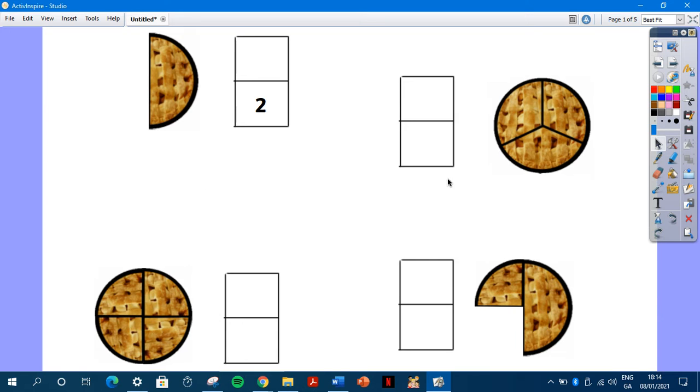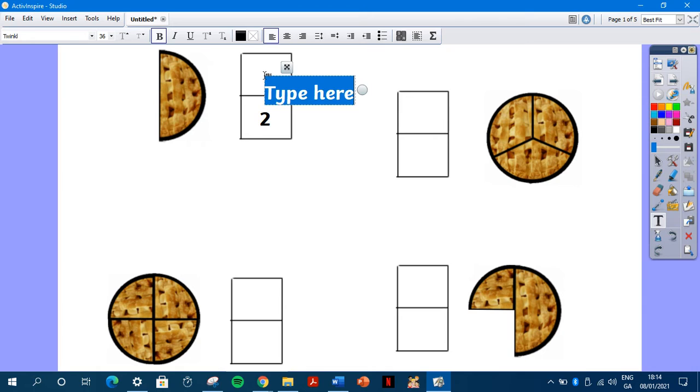Okay. Now, how many pieces are left after I eat a bit of it? I've eaten 1 piece, so there's going to be half left. So 1 over 2. There's 1 over 2 left. Okay, so I ate 1 of the pieces. There's only 2 altogether. So there's 1 piece over 2 left, 1 out of 2 pieces left.